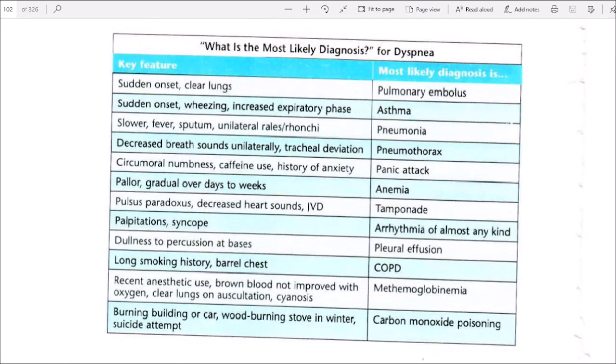What is the most likely diagnosis for dyspnea? Key feature, most likely diagnosis: sudden onset, clear lungs, pulmonary embolus; sudden onset wheezing, increased expiratory phase, asthma; slower onset, fever, sputum, unilateral rales, rhonchi, pneumonia; decreased breath sounds unilaterally, tracheal deviation, pneumothorax; circumoral numbness, caffeine use, history of anxiety, panic attack; gradual onset over days to weeks, anemia; pulsus paradoxus, decreased heart sounds, JVD, tamponade; palpitations, syncope, arrhythmia of any kind; dullness to percussion at base, pleural effusion; long smoking history, barrel chest, COPD; recent anesthetic use, brown blood not improved with oxygen, clear lung auscultation, cyanosis, methemoglobinemia; burning building or car, wood burning stove in winter, suicide attempt, carbon monoxide poisoning.